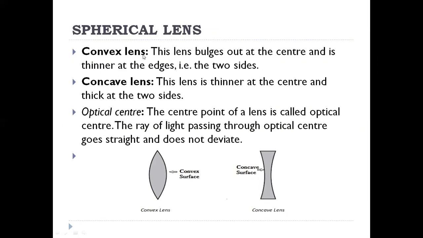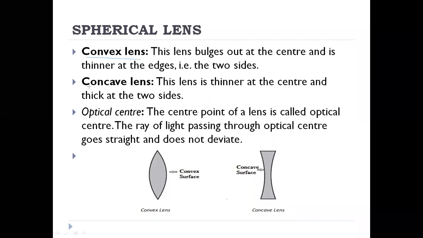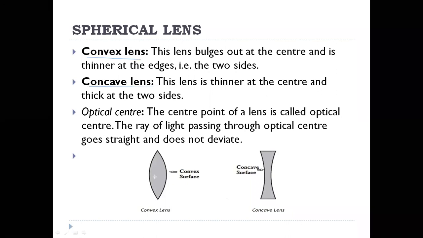There are two types of spherical lenses, that is convex lens and concave lens. These are the shapes. This is the convex lens and this is the shape of the concave lens. So how will you define the convex lens? The lens bulges out at the center and is thinner at the edges.